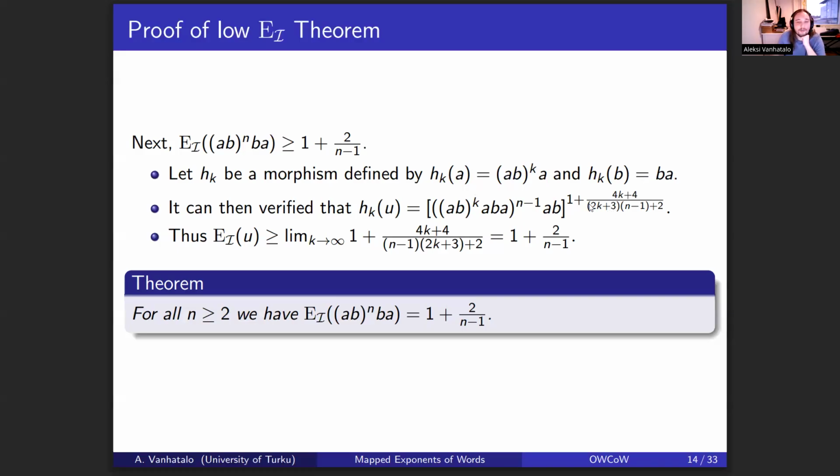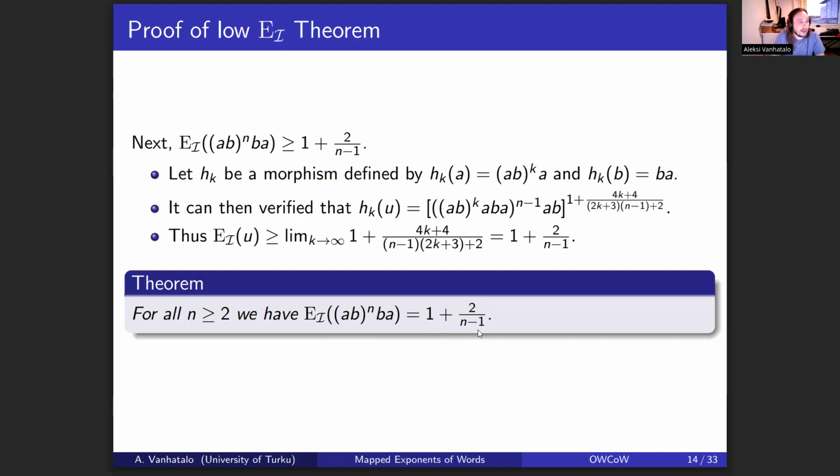And taking the limit k tends to infinity, we get exactly the same number for the lower bound as we get for the upper bound. And we have our theorem. And this is also an example of words where we get mapped fractional exponent arbitrarily close to 1.